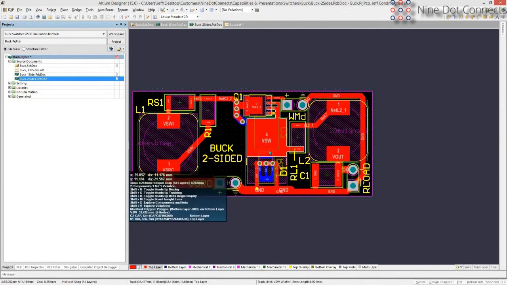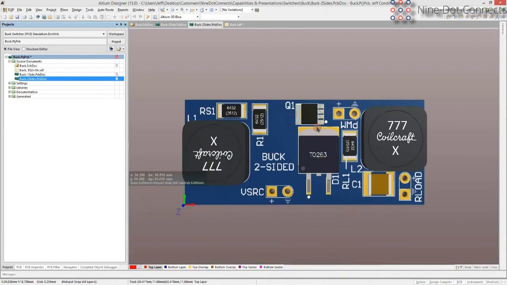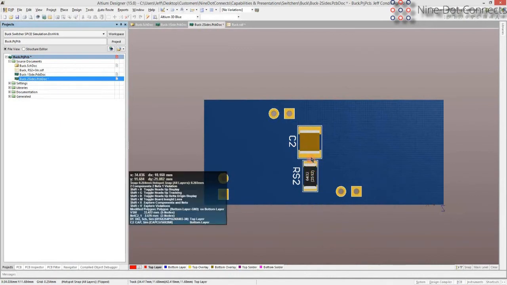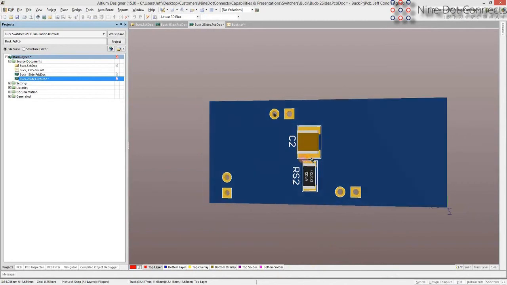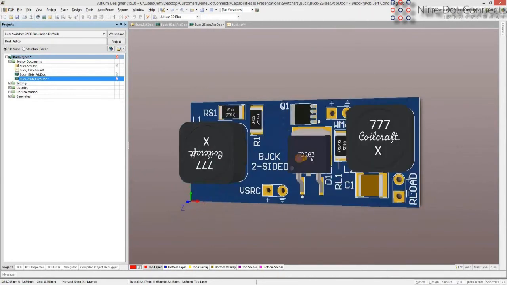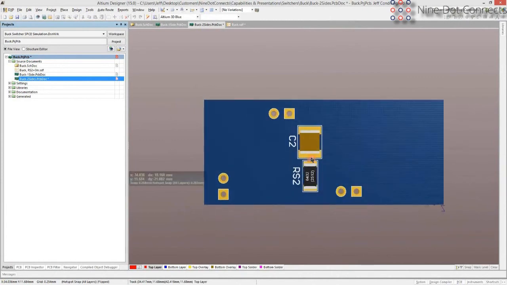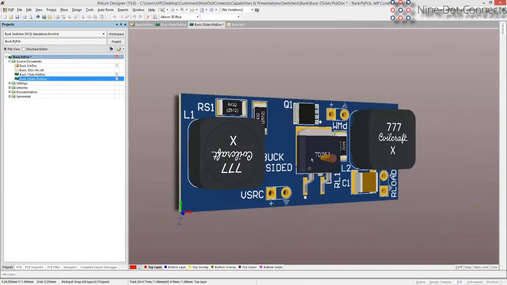Here's Q1 and D1, the two switches. If I switch to the bottom layer, you'll see the other two parts in the loop are right there at the same point. So now those traces have actually been overlapped so that the current flowing and coming back are in identically the same place. Okay. Hope that helps.